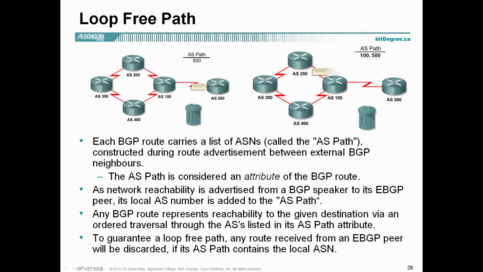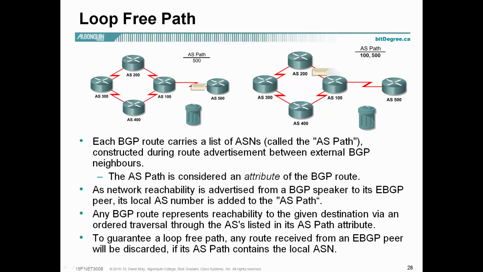So speaking of loop-free paths, as I said, each BGP route carries a list of AS numbers called the AS path. And this is actually constructed as the route is advertised between external BGP neighbors from one AS to the other. And this AS path is considered what we call an attribute of the BGP route. We'll look at more attributes of BGP later on.